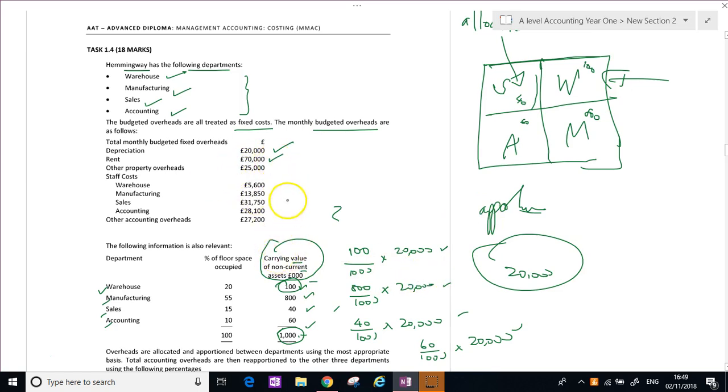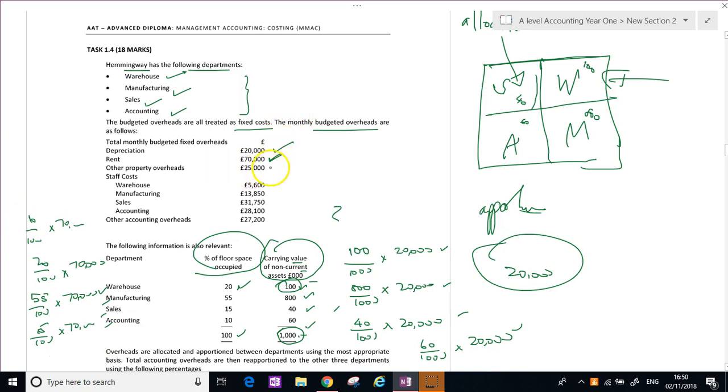With rent, well, I need to split up 70,000. So what base am I going to use to split it up? And I guess floor space makes sense. So I can say, based on floor space for warehouse, I'm going to have 20 over 100. I picked it up from here, 20, and that's the 100. 20 over 100 times the total of 70,000. Manufacturing, I will say 55 over 100. For sales, I will say 15 over 100 times 70,000. And for accounting, I will say 10 over 100 times 70,000. So I've now split up my rent.